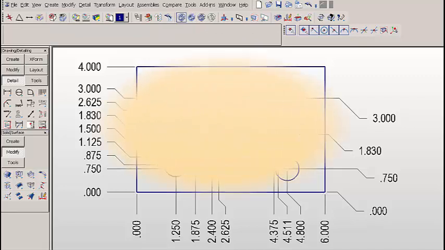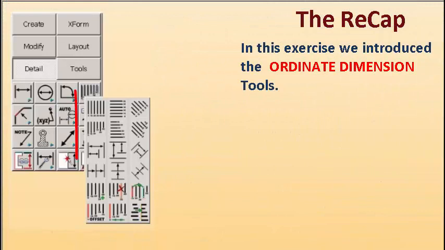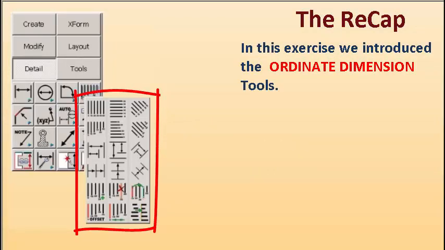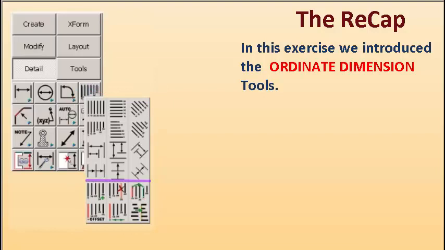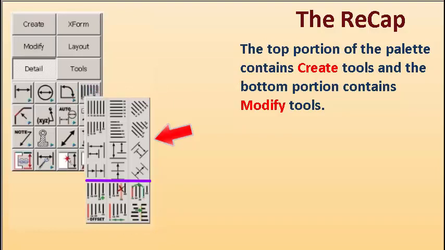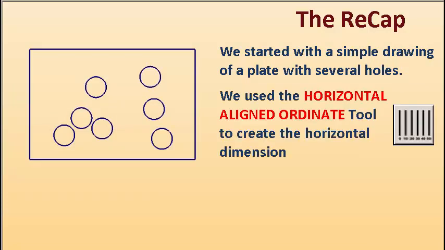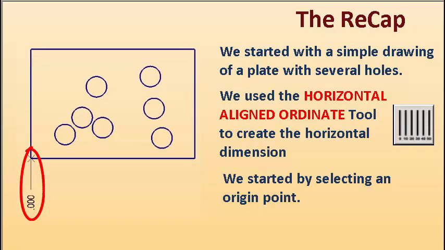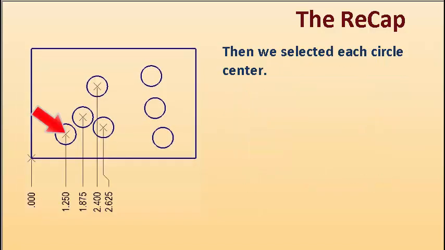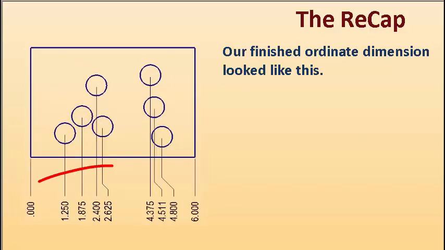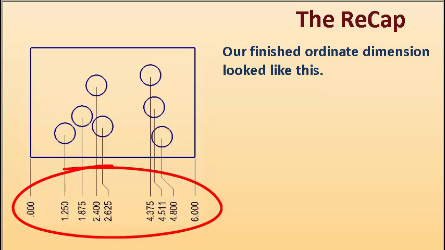So let's recap. In this exercise, we introduced the ordinate dimension tools. The top portion of the palette contains Create tools, and the bottom portion contains Modify tools. We started with a simple drawing of a plate with several holes. We used the horizontal aligned ordinate tool to create the horizontal dimension. We started by selecting an origin point, and then we selected each circle center. Our finished ordinate dimension looked like this.